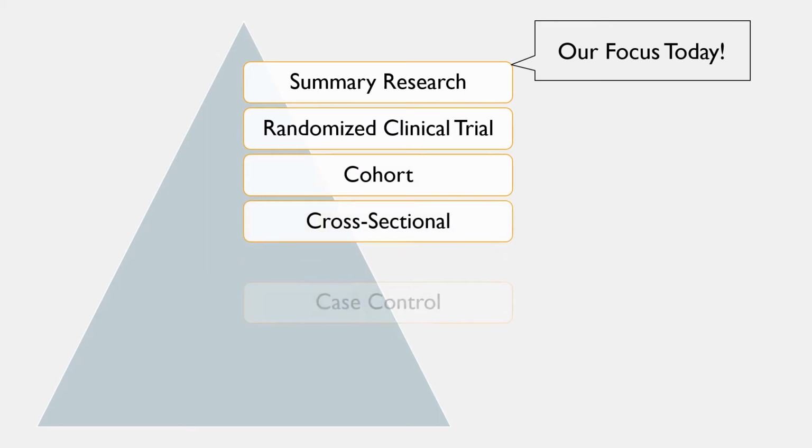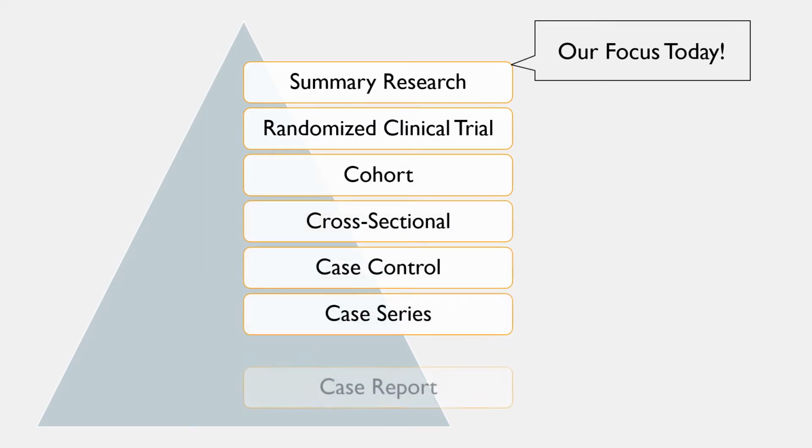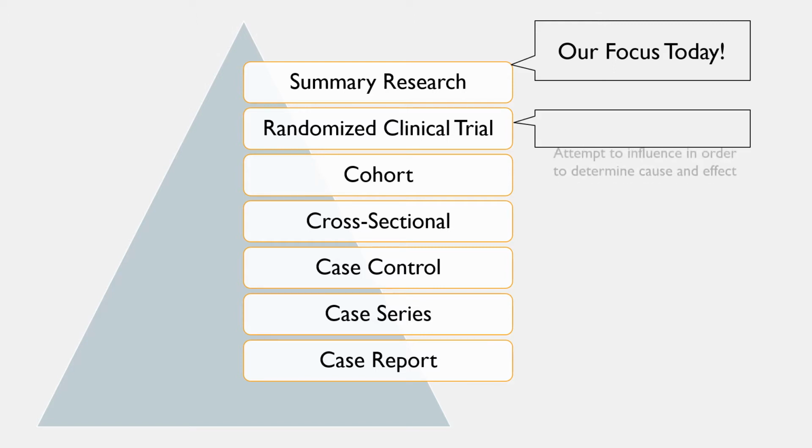We talked a little bit about randomized clinical trials, and of course we've gone over cohort studies, cross-sectional, case control, case series, and case report. So I have a question for you to think about. What is the defining characteristic of a randomized clinical trial? That's right. It is an attempt to influence in order to determine cause and effect.